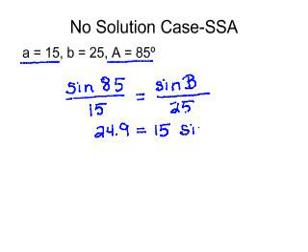So we want to solve for B, so I'm going to get rid of the 15 first. So we divide both sides by 15. Then the answer divided by 15 is 1.66. So now I know that the sine of B is equal to 1.66.